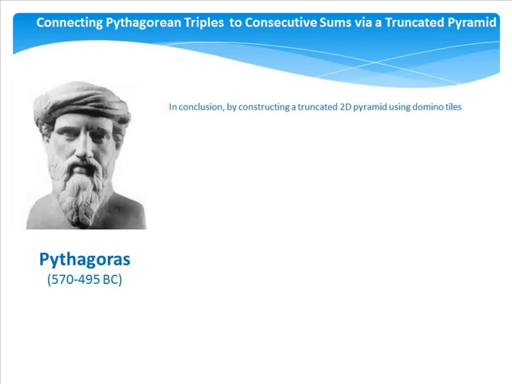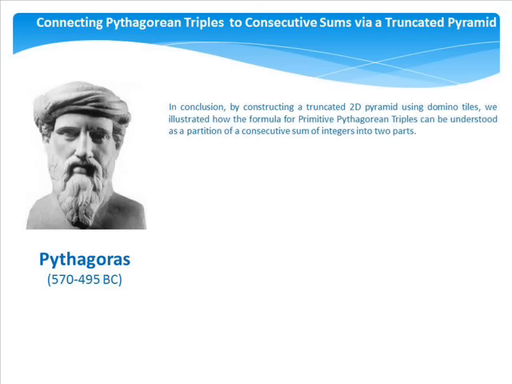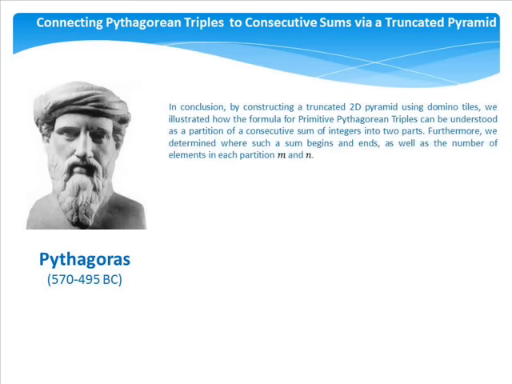In conclusion, by constructing a truncated 2D pyramid using domino tiles, we illustrated how the formula for primitive Pythagorean triples can be understood as a partition of a consecutive sum of integers into two parts. Furthermore, we determined where such a sum begins and ends, as well as the numbers of elements in each partition, m and n. However, not every combination of m and n works.